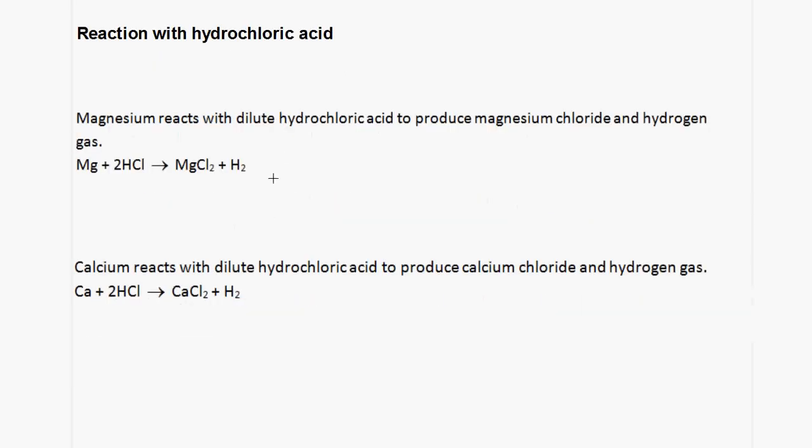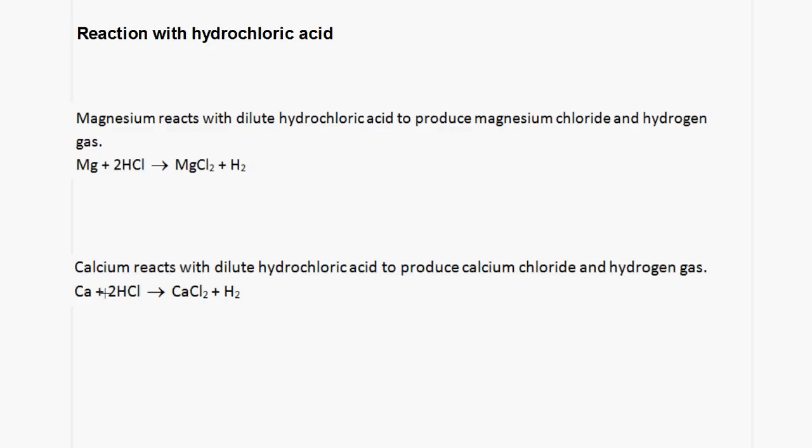Reaction with hydrochloric acid. Now remember I said that the group 2 elements are alkaline earth metals. So a metal plus an acid will give us a salt and hydrogen gas. So magnesium will react with hydrochloric acid to produce magnesium chloride and hydrogen gas. So Mg + 2HCl produces MgCl2 + H2.